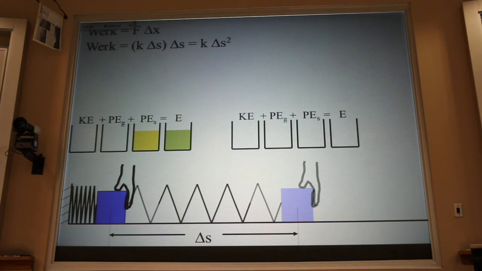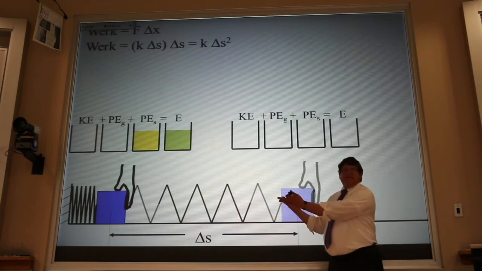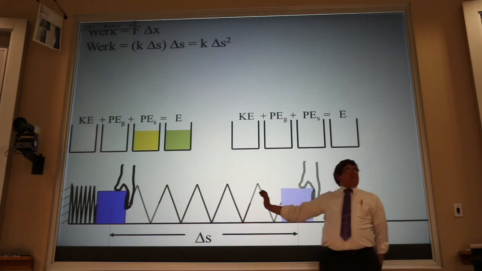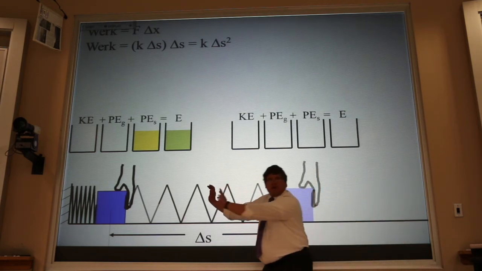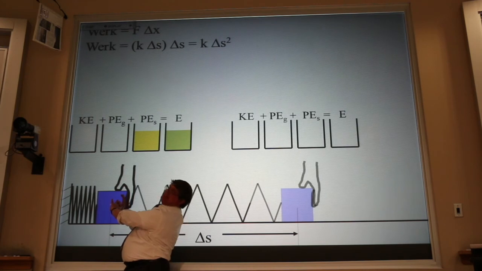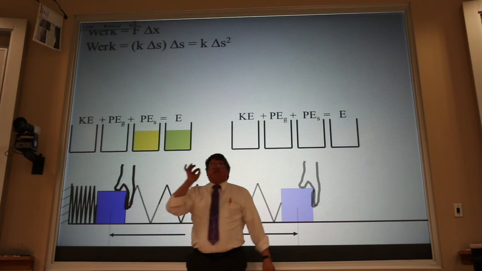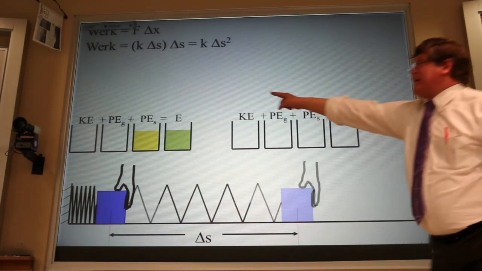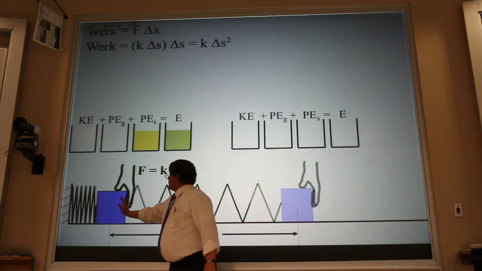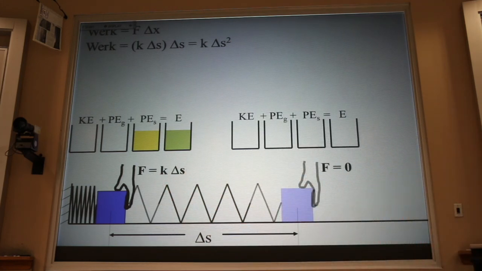Let's think about that push. As I start pushing this spring, initially, it's not very hard. The spring's not very compressed. I can push it easy. And then it gets more compressed, it gets harder. And then it gets really hard. So it goes from easy to hard. The only place where I'm pushing with that value of K delta S is there, when the spring is already compressed by delta S. I start out pushing with nothing.